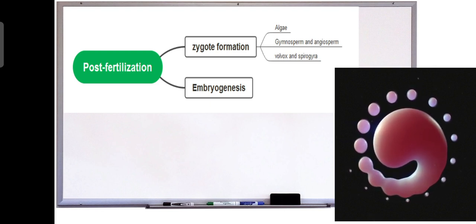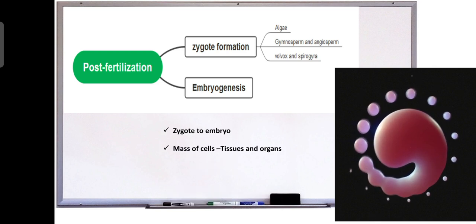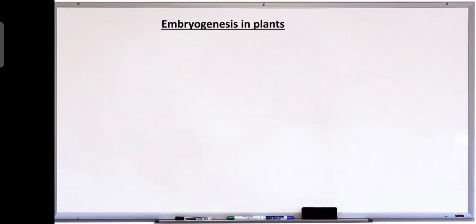Then what about embryogenesis? Embryogenesis means the process of development of the embryo from the zygote. During embryo development, the mass of cells starts to differentiate into specialized tissues and organs. The process of embryogenesis differs among different organisms, in plants and also in animals. So let us study the next concept, embryogenesis in plants.